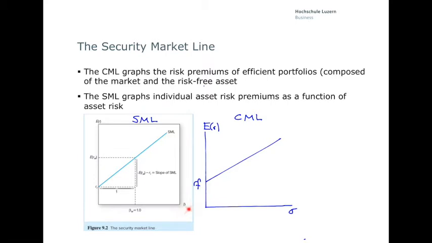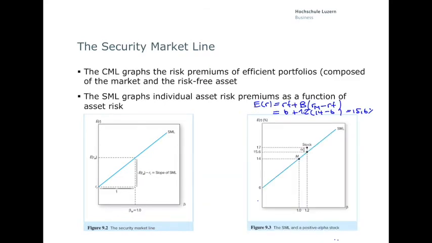The relevant measure of risk for individual assets held as part of well-diversified portfolios is not the asset standard deviation or variance. It is instead the contribution of the asset to the portfolio variance, which we measure by the asset beta. The SML is valid for both efficient portfolios and individual assets.